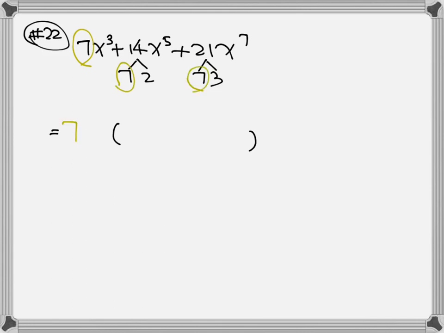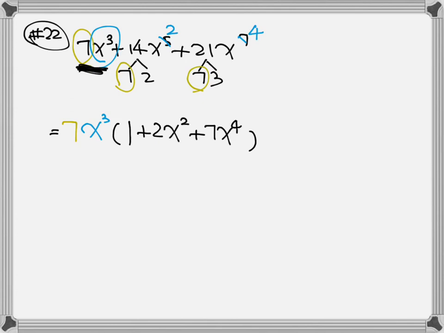Then every term has x, so we're going to take out x to the 3rd power, with 2 left and 4 left. So take x to the 3rd power outside. Whatever you cannot take out, you leave inside the parenthesis. The first term, where everything took out, we put a 1. If you take out everything, you put a 1. Plus 2x squared, then plus 7x to the 4th. That's your answer.